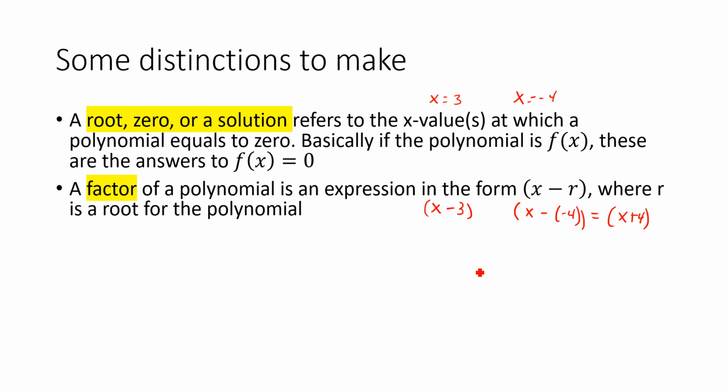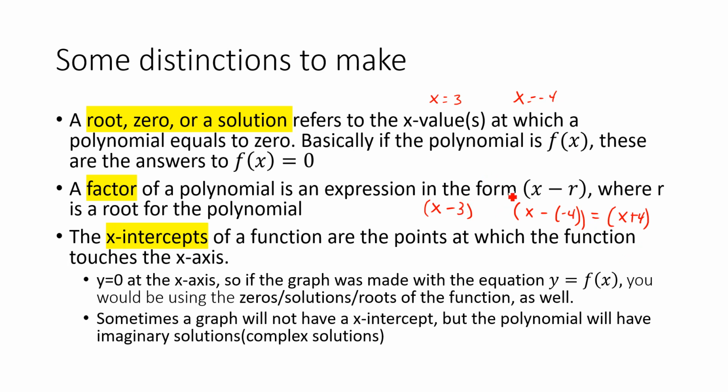So basically, your zeros are the negatives of whatever is inside of the factor. So if it's positive 3, it becomes -3. If it's -4, it becomes +4. You want to remember it like that.